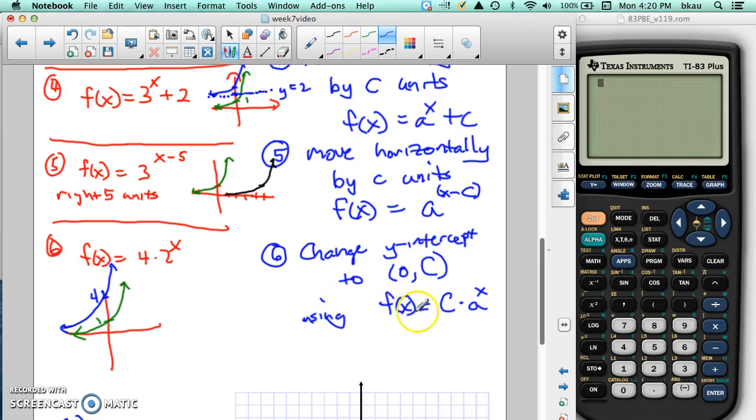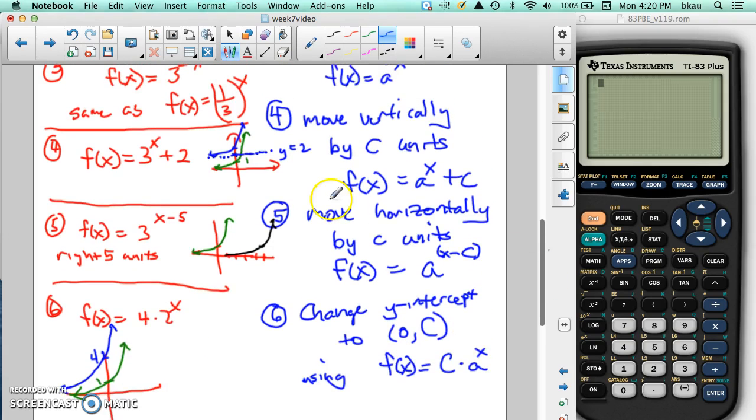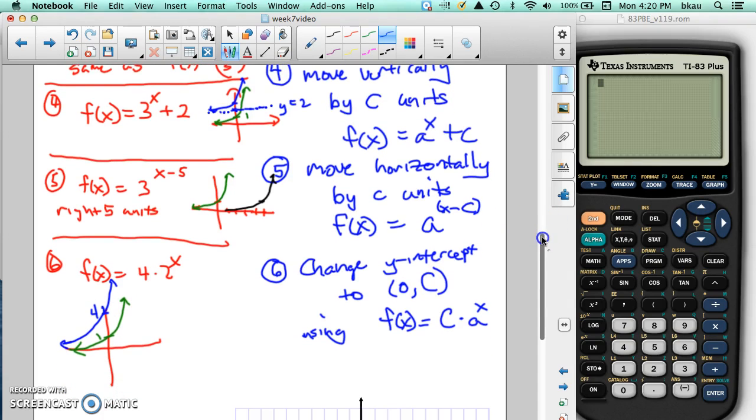The number in front doesn't change the asymptote, whereas on number 4 here, when we moved it up, we didn't really move this up. We multiplied it by 4. So we kind of stretched it vertically. We vertical stretched that one.